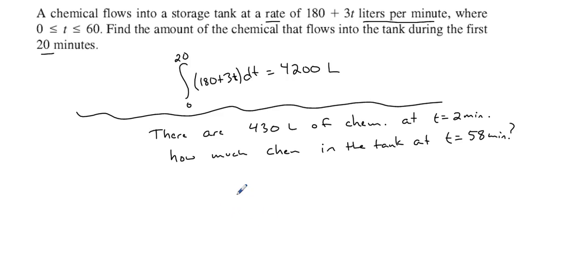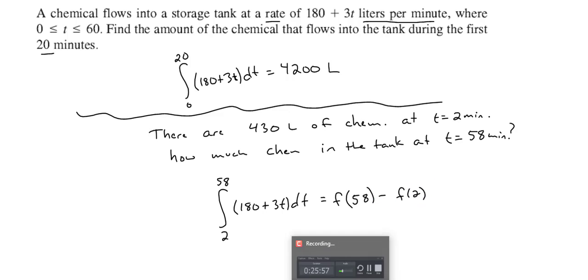Well, let's see here. The antiderivative of, where do we start? 2 and at 58. And this is the rate at which chemical is flowing in. This would be the amount that is added between 2 and 58 minutes, correct? Equals, we'll call this function f prime. So if we integrate f prime, it would be f of 58 minus f of 2.